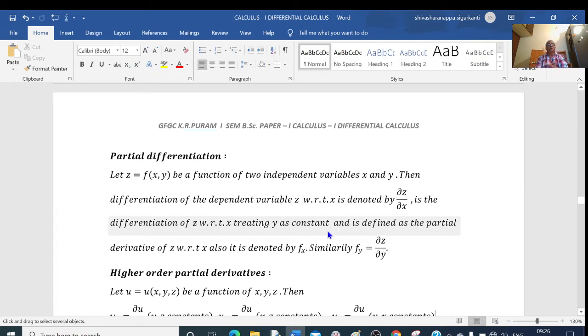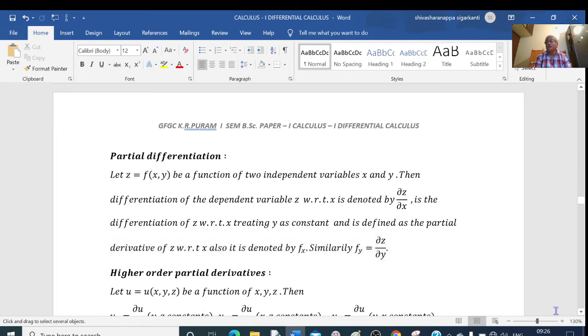Similarly, we can define z with respect to y, that is, it is nothing but dou z by dou y, differentiation of z with respect to y, treating x as constant quantity. So they are denoted by dou z by dou x and dou z by dou y. These are the first partial derivatives, and dou z by dou x is also denoted by f suffix x, and similarly dou z by dou y is also denoted as f suffix y.